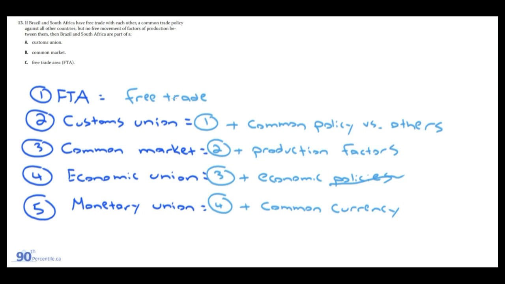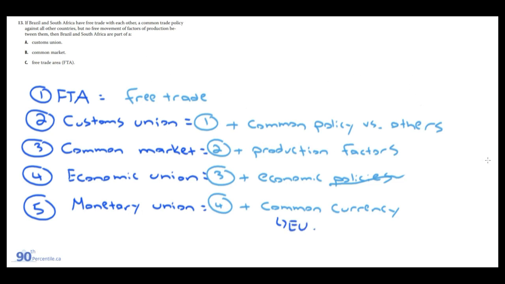A customs union is the same thing as a free trade area, but they also have a common policy versus other non-member countries. A common market is a customs union and a free trade area by definition. So common market is customs union plus they have free flow of production factors, like labor and capital. And then an economic union is a common market, but with common economic policies. And a monetary union would be an economic union, but they just have the same currency. An example of this would be the EU.